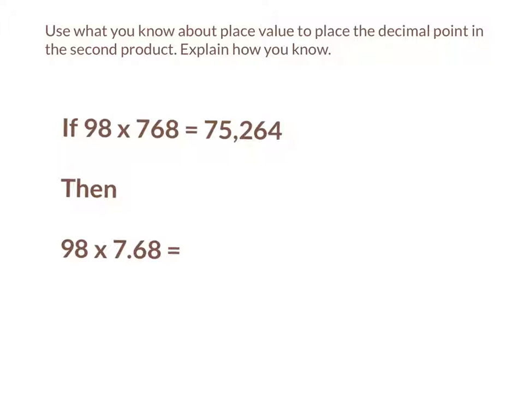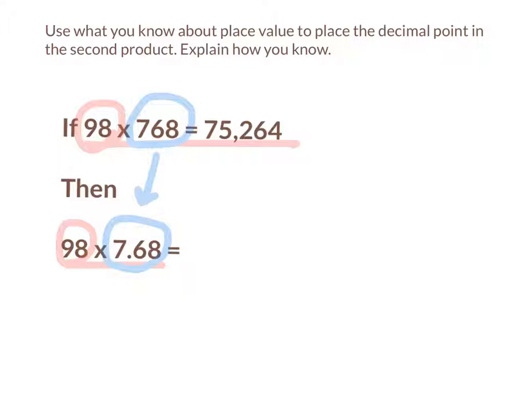Would you guys agree with me if I said that these 2 math sentences are related? Okay, let's compare factor by factor. 98 compared to 98. How do they compare? They're exactly the same. Okay, 768 compared to 7.68. How did those 2 compare? How did I get from the top one to the bottom one? What did I need to do?